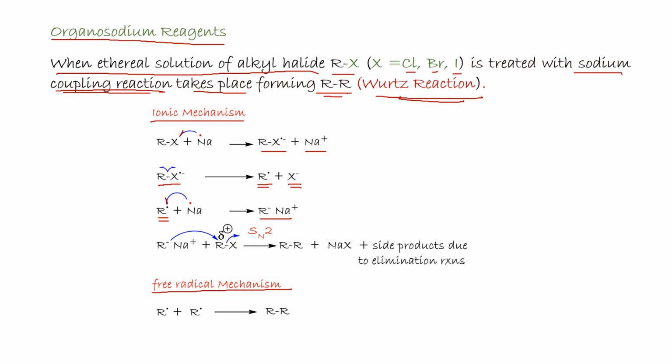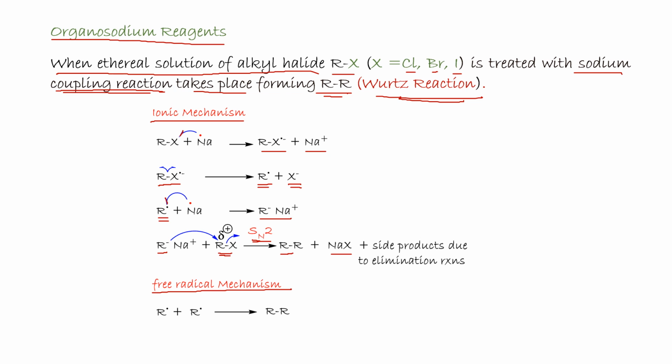R minus sodium plus, alkyl sodium. Now the alkyl sodium has R negatively charged, while in RX, the starting alkyl halide, we have R partially positive. So R minus will undergo nucleophilic attack, SN2 mechanism, on the partially positive R of the alkyl halide, while the halide X leaves, forming RR and sodium halide.